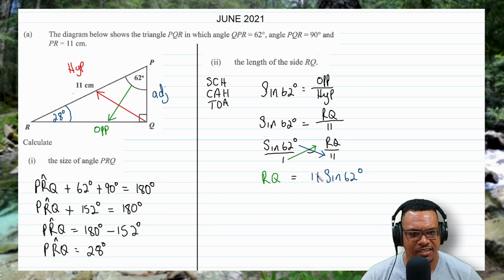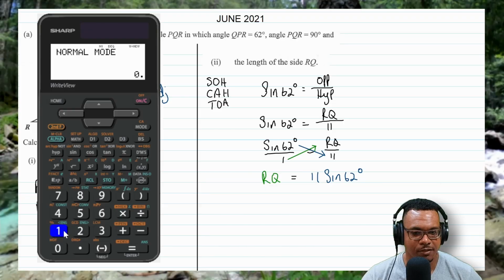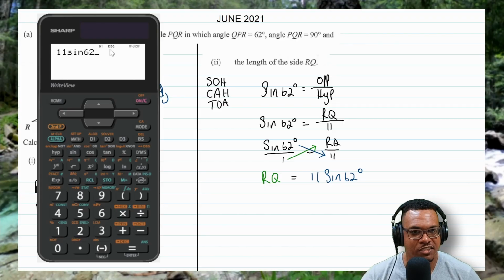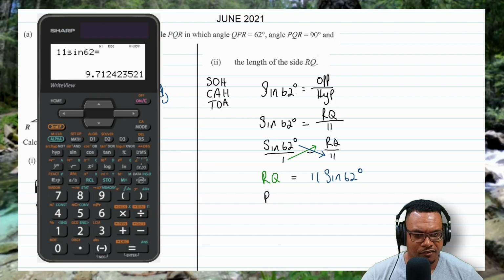Now on a calculator, I can put in 11 multiplied by sine 62 degrees, or I could just put 11 sine 62. So using my calculator, I'll put in 11 sine 62 degrees. Now make sure the DEG is on your calculator before you calculate the answer, because if it's not, you'll get the wrong answer, because we are using angles in degrees here for this question. So I press equal and I'll get 9.712. So I'll write that to three significant figures as 9.71. So I'll have RQ is equal to 9.71 centimeters.